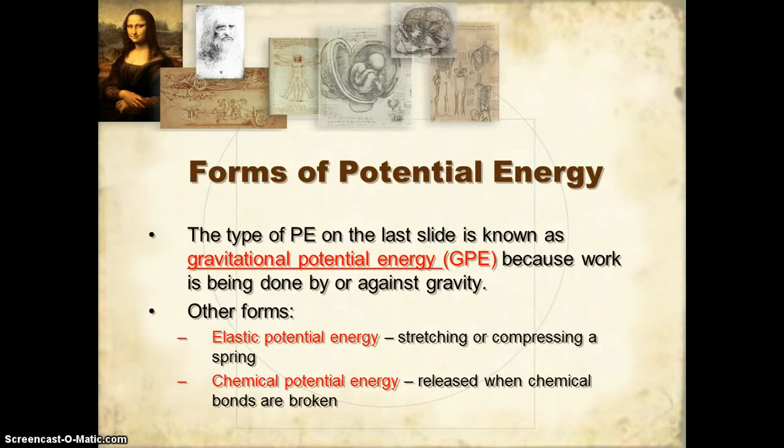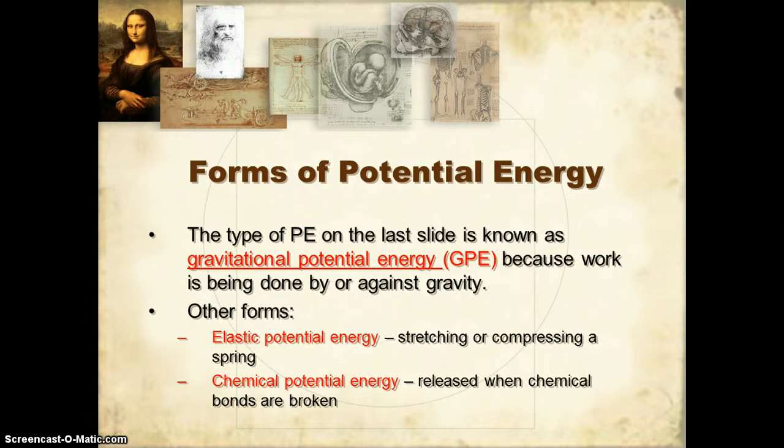There are some different forms of potential energy that we should talk about. The one we were talking about on the last slide is known as gravitational potential energy. Sometimes they just call it GPE, and that's because the work is being done by or against gravity. Some other forms: elastic potential energy, when you would either stretch or compress a spring.